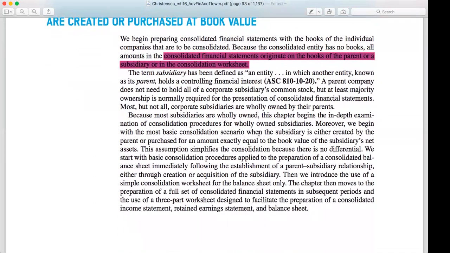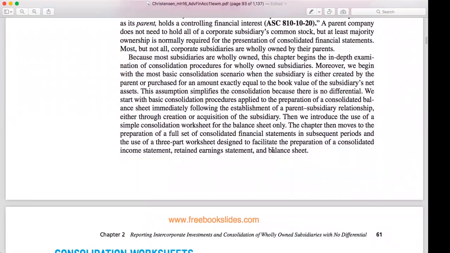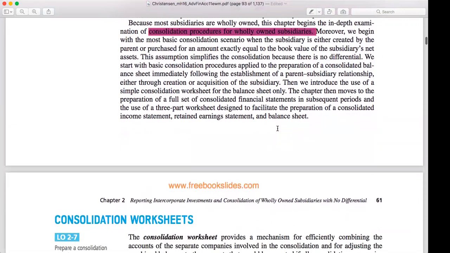But some subsidiaries are wholly owned. In most cases, the subsidiary is acquired by the parent, because most subsidiaries are wholly owned. So we are going to discuss here the consolidation procedure for a wholly owned subsidiary, right? And then we're going to start from how the subsidiary is created, right?